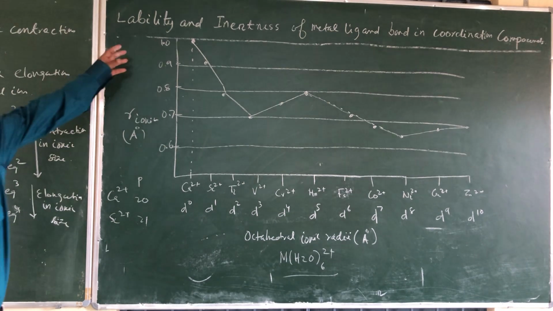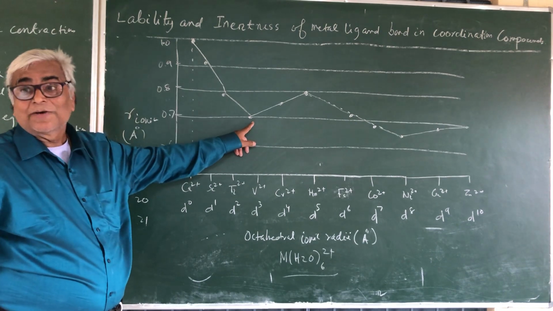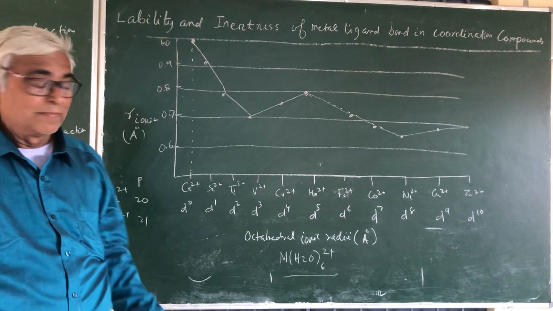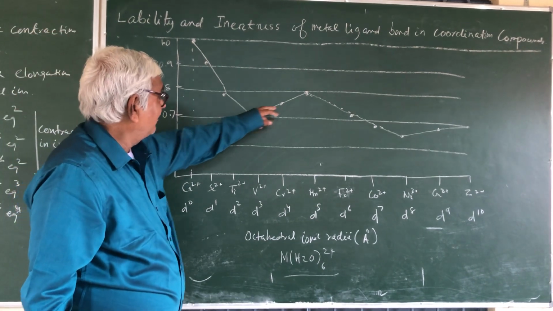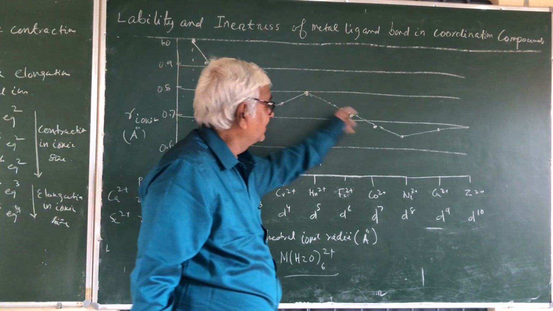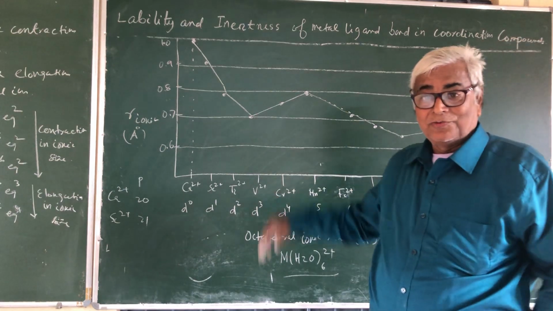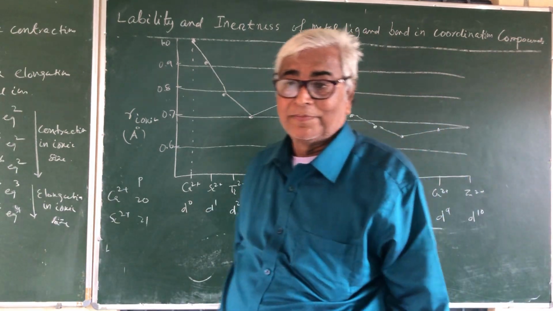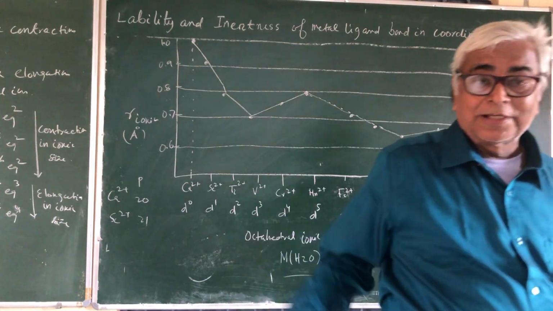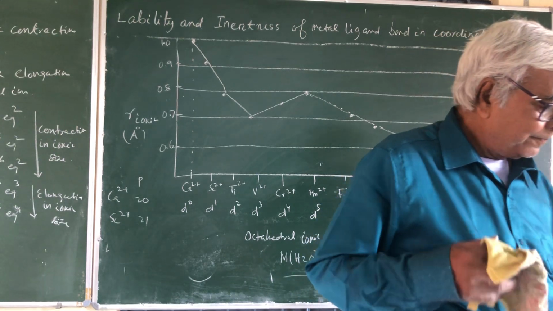So what does this plot indicate? From D0 to D3, there is contraction in ionic size. Therefore, the exchange rate constant will decrease. From vanadium to manganese, the exchange rate constant will again increase. From manganese to nickel, the exchange rate constant will decrease, then it will increase. So ionic radii is related to lability and inertness of the metal complex also. Now let us look at the data. Then we will explain the experimental data of inertness and lability.